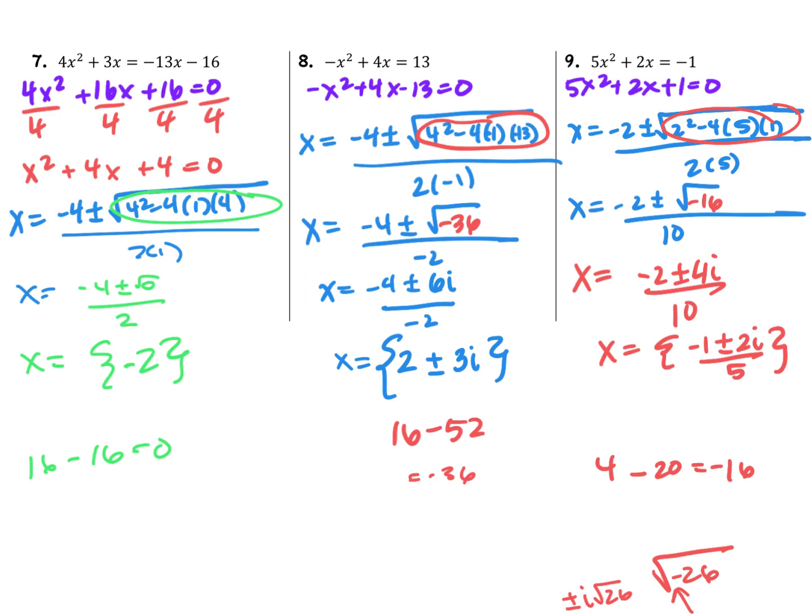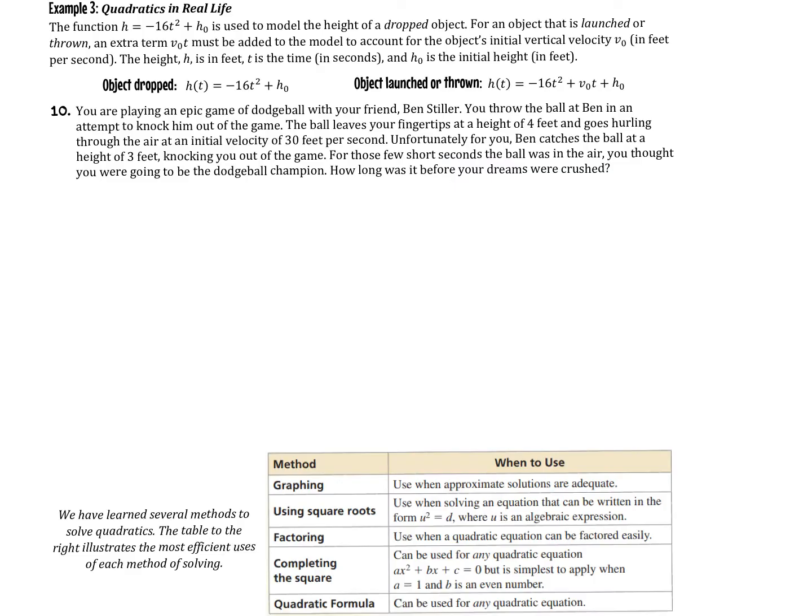Okay, the very last thing we're going to do in this video is look at a word problem, because I don't think we could ever get enough practice on those. So the function h equals -16t squared plus h naught. We talked about this previously. This function is used to model the height of an object being dropped. So if I just picked up a ball and let go, we did some word problems with this in our very first section.